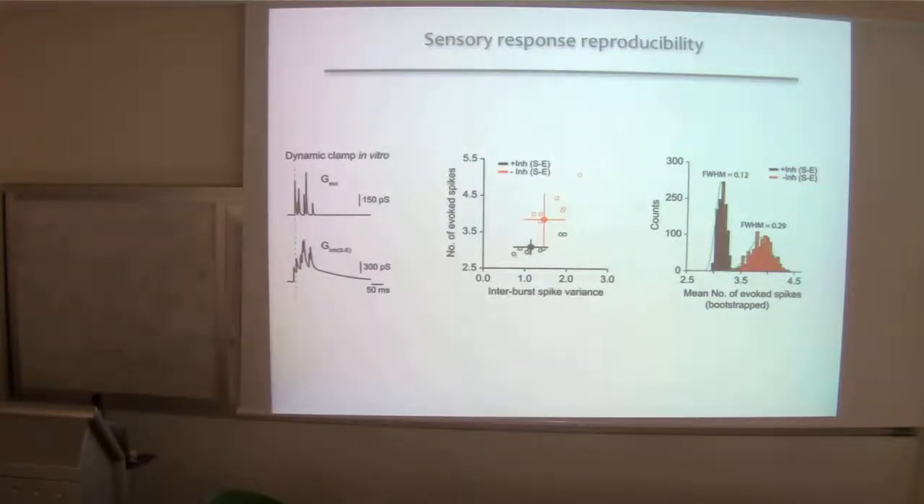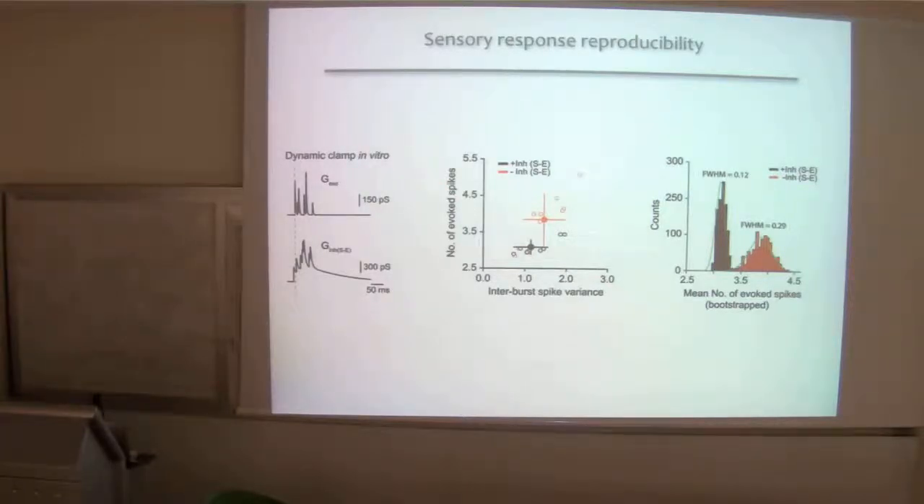And in control, as I said before, when you give this sensory stimulation, in vitro, you get a pretty faithful, reproducible sensory response of about, on average, between 3 and 4 spikes. But if you knock out Golgi cell inhibition, then now you get a huge spread of number of spikes, right down from 2 right up to almost 5 spikes. So the variability in the sensory response is massively enhanced.